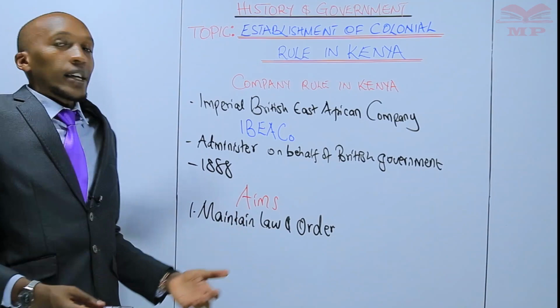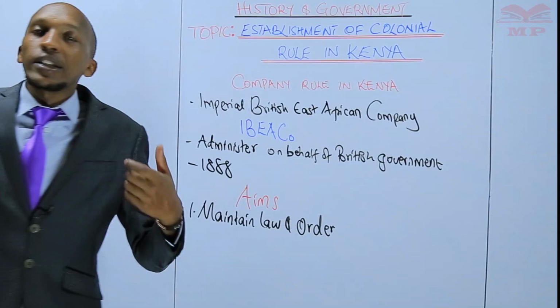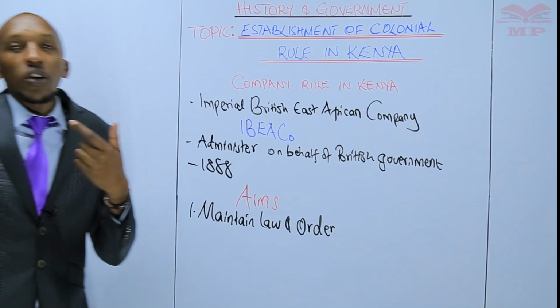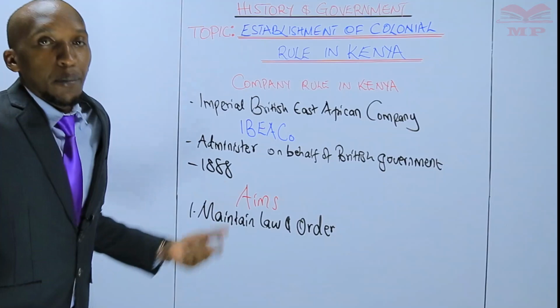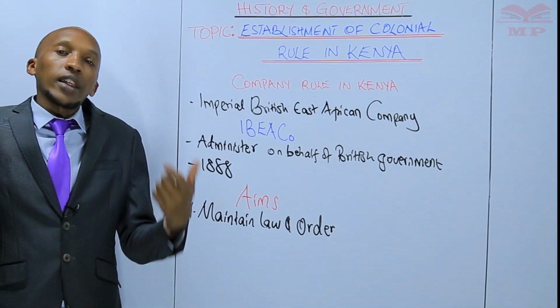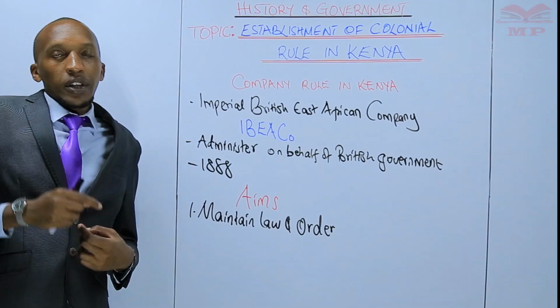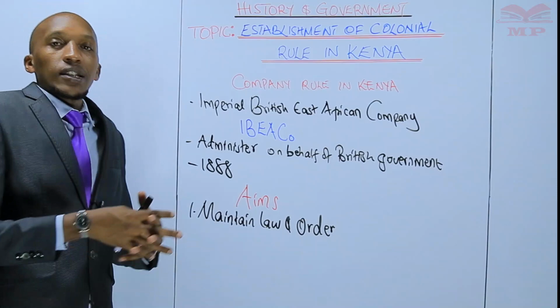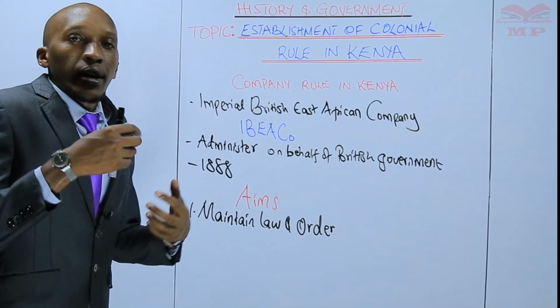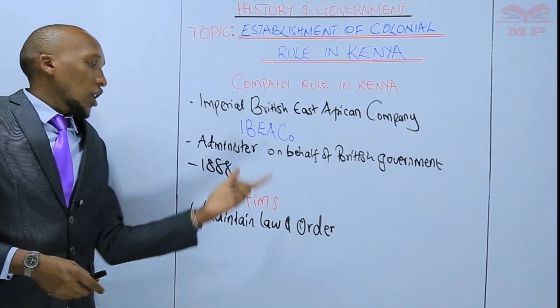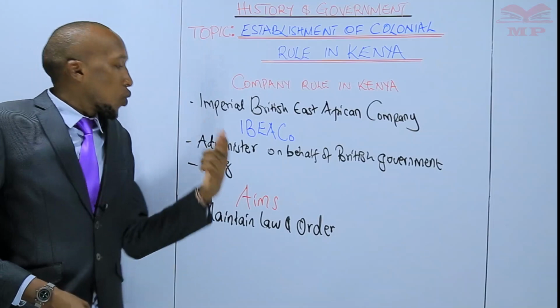So their mandate was to make sure that the territory that was declared a sphere of influence was effectively occupied. Remember, during the Berlin Conference, one of the terms was that a company that had declared a sphere of influence had to follow that declaration with effective occupation. What does it mean to effectively occupy? There had to be law and order in that territory. So the first order of business of the Imperial British East African Company was to maintain law and order.